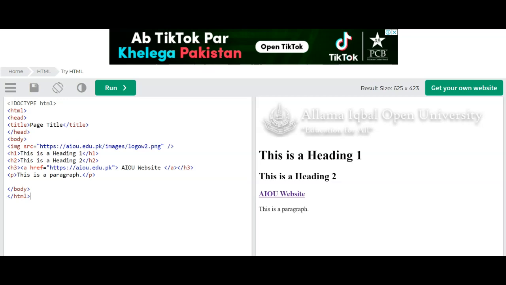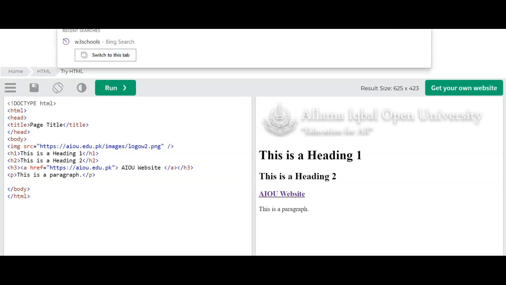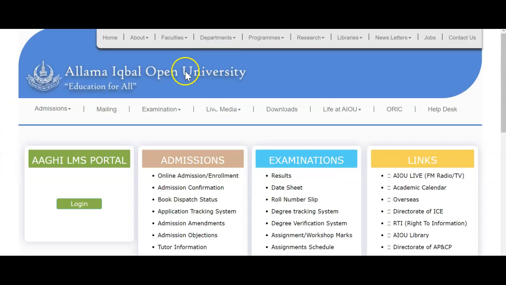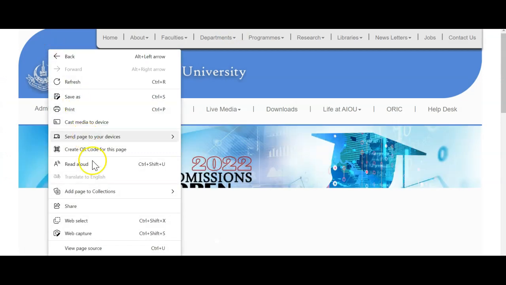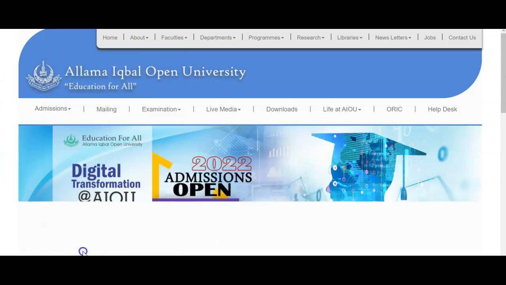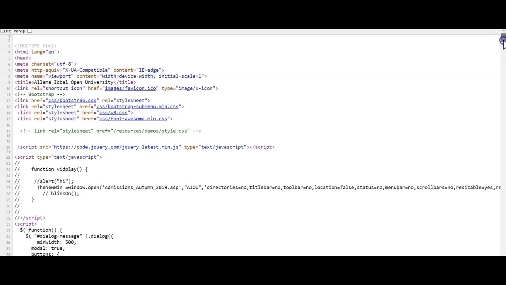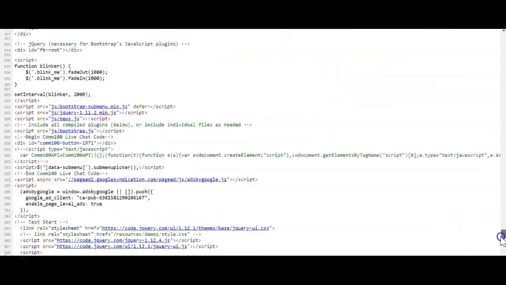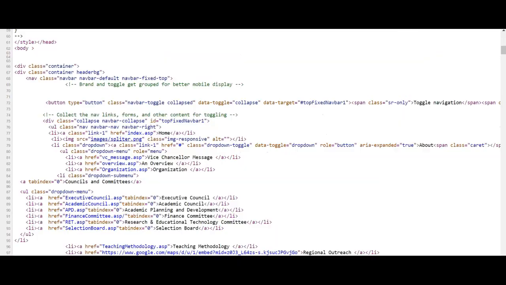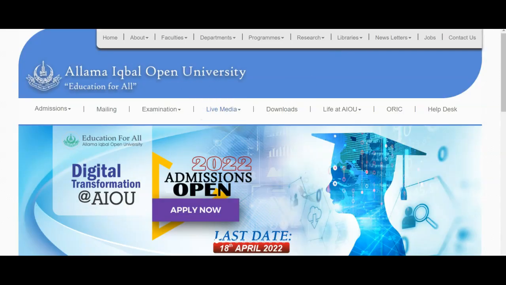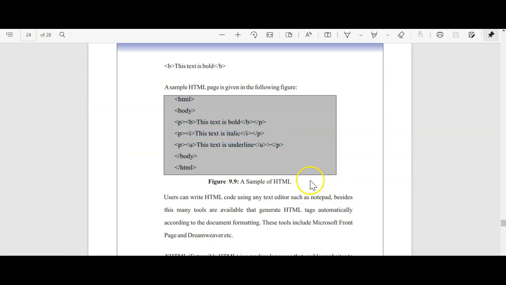Whenever you open any web page, for example, let me open the university website, you right-click on it, click on view page source, and it will show its HTML. This is the HTML which is auto-generated by different software. Nowadays you don't need to type HTML for everything. It is automatically generated.